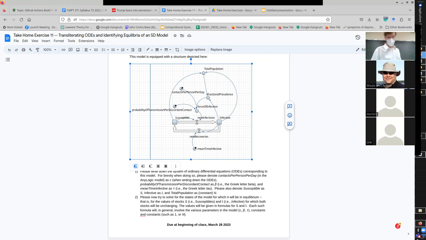So this system is an infectious disease transmission model. It's a bit different than most we've been dealing with because it includes only two states, the susceptible state and an infected state. When people recover from infectivity, where do they go? They go back to the susceptible.